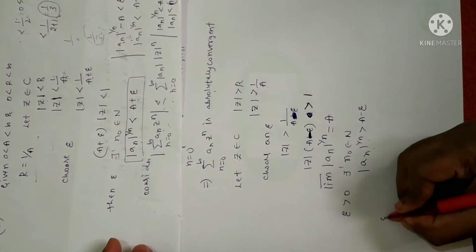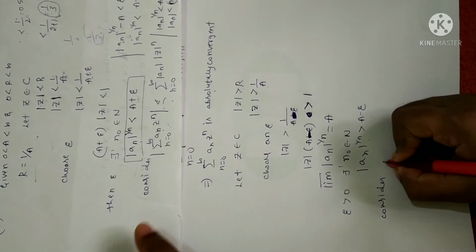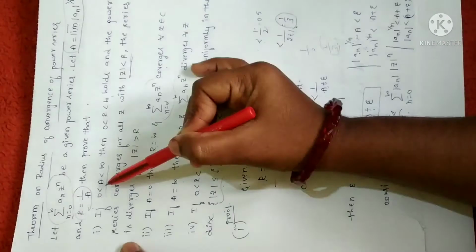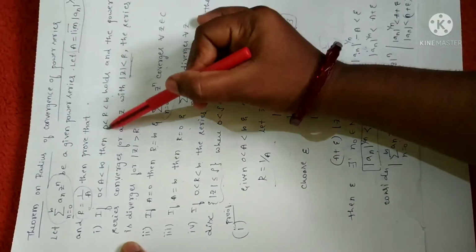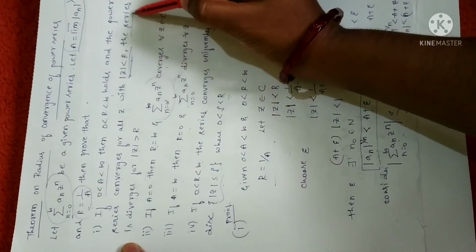Now let me consider what I'm trying to prove. The first statement we are going to prove is that if a is in between 0 and infinity, r is in between 0 and infinity, then if mod z is less than 0, the series is divergent.